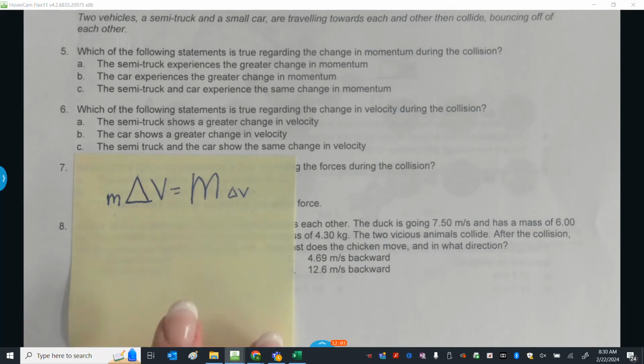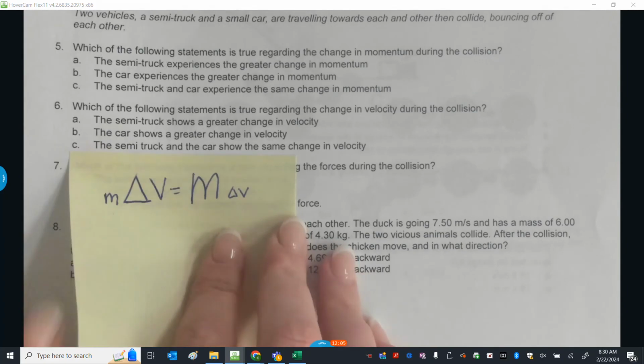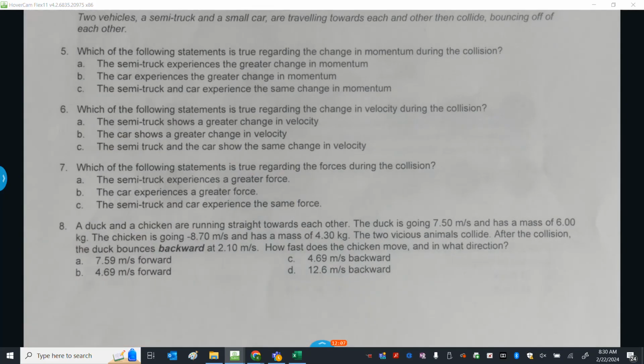Okay. Number 7. Which of the following statements is true regarding the forces during the collision? And I am very happy to report that every single one of you got this right. Nobody forgot Newton's third law. I thought it was going to happen. I thought somebody was going to forget it. In my other classes they did. But you guys, every person in this room got Newton's third law.